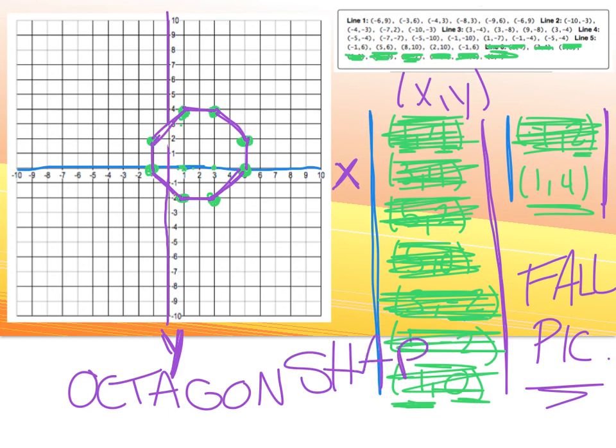Okay? If you need help with any of this, ask the sub, or Miss Cope if you're in my second house, or Mr. Huseman if you're in my sixth house.